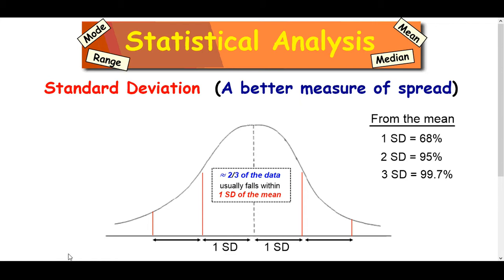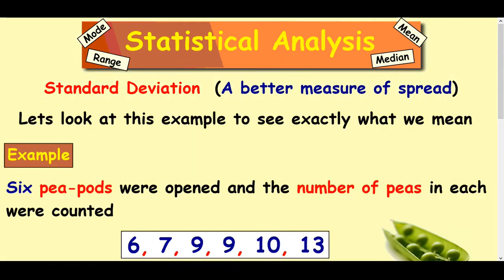Now, what does this tell us? Well, from this shape and from data studies, roughly two thirds of the data usually falls within one standard deviation of the mean. 95% fall within 2 standard deviations, and nearly everybody falls within 3 standard deviations of the mean. To better understand this, we're probably best to do an example and see what we're actually talking about here.